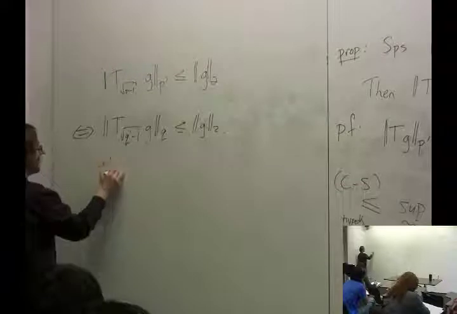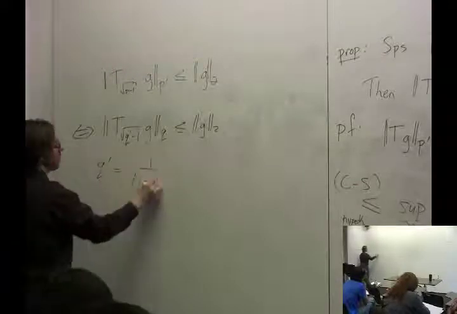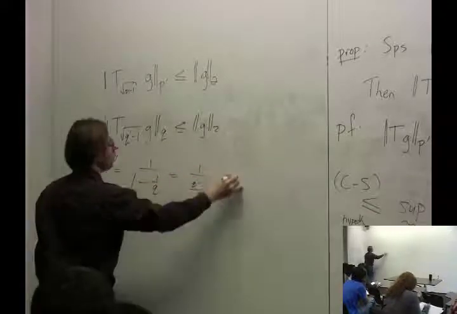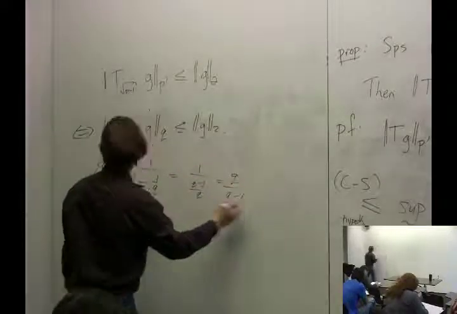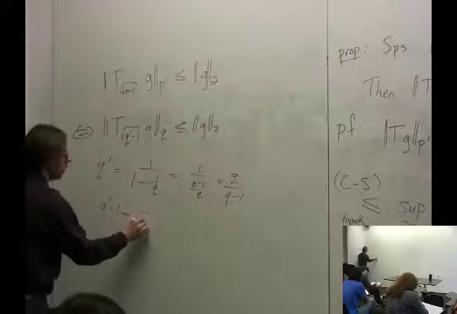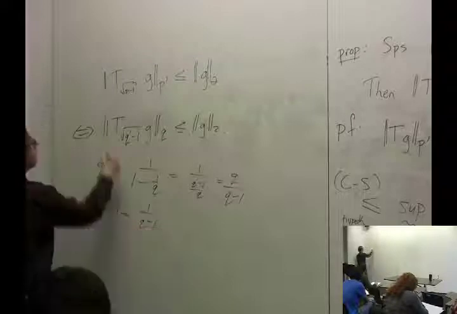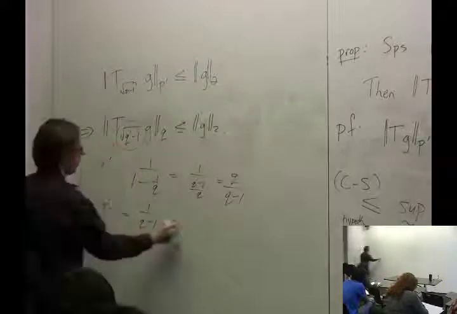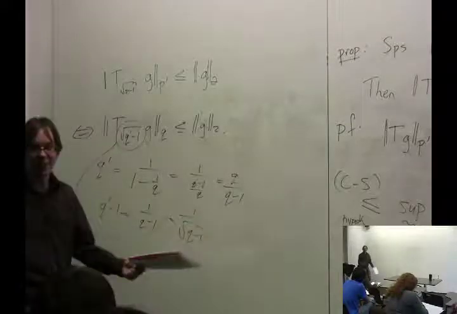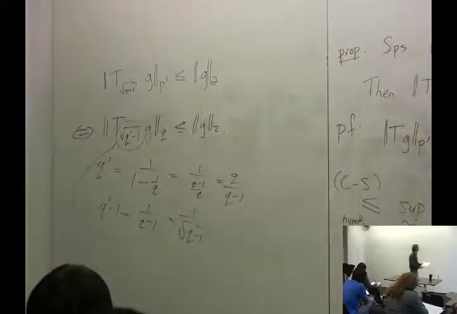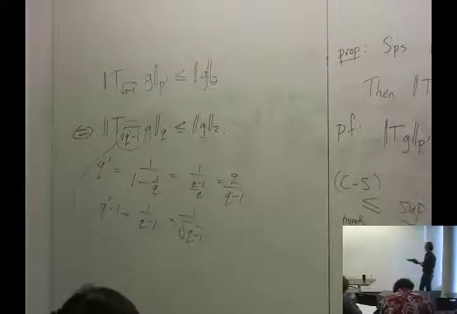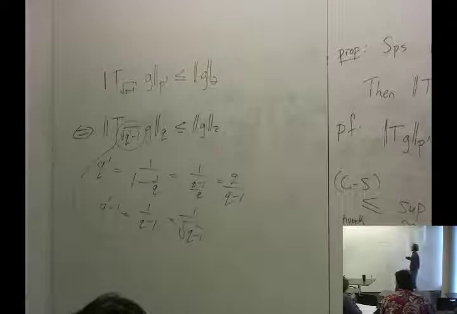Whatever. Okay, so q prime is 1 over 1 minus 1 over q, which is 1 over q minus 1 over q, which is q over q minus 1. Okay, so q prime minus 1 is 1 over q minus 1. Okay, so this thing is 1 over root q minus 1. Okay, thank goodness. Great. So now we have both of these things.